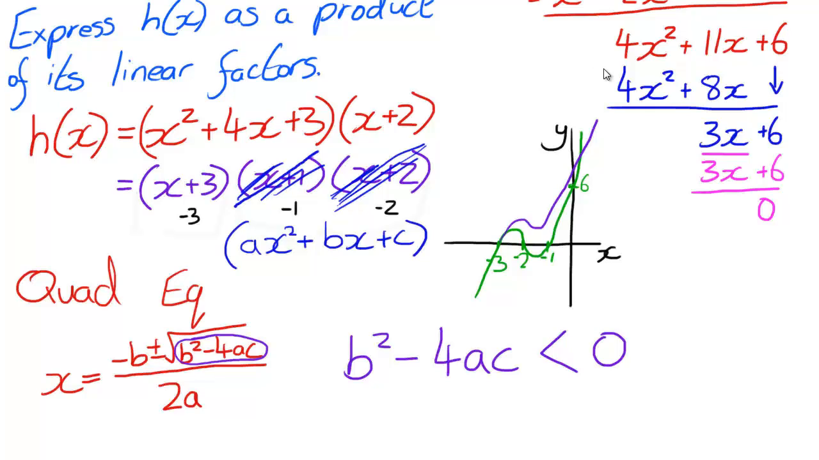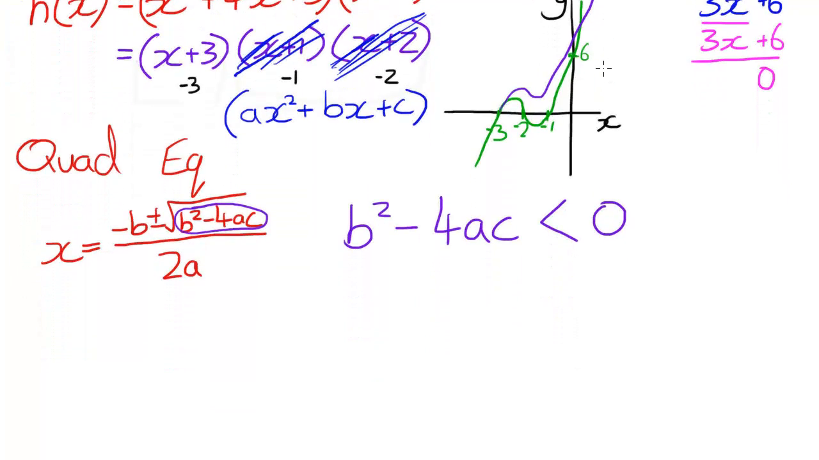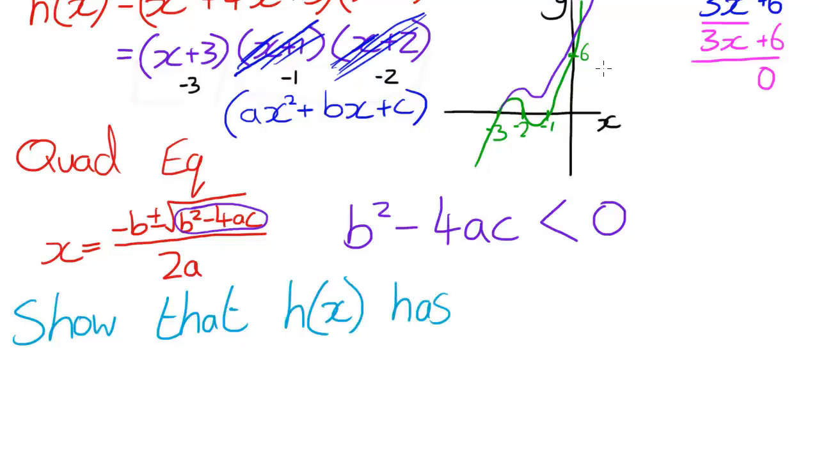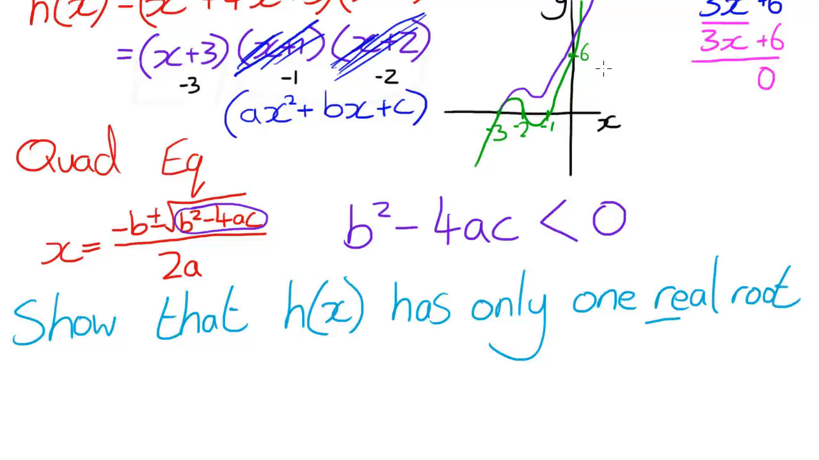So in the exam, what they'll ask you, let me write this out for you, is: show that h of x has only one real root. This is getting away from polynomials a little bit. This is now a real root question. They crop up at the end of questions to do with other things. But it's quite useful that I show you this because it does come up on polynomials some of the time.